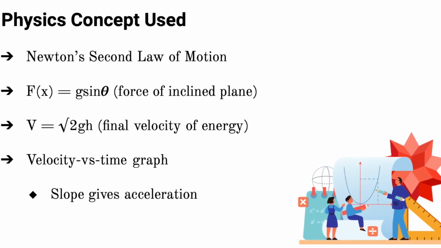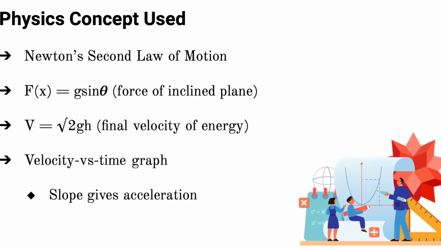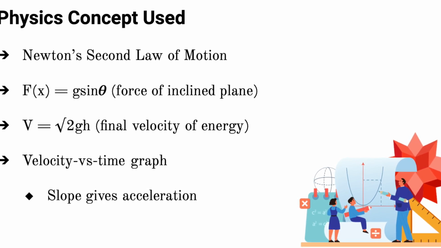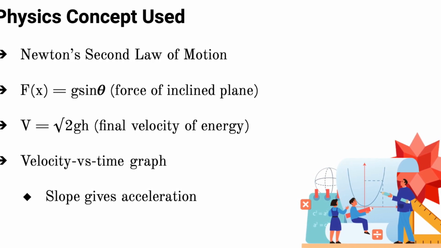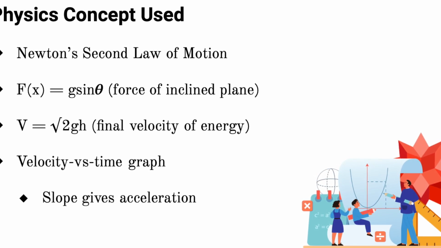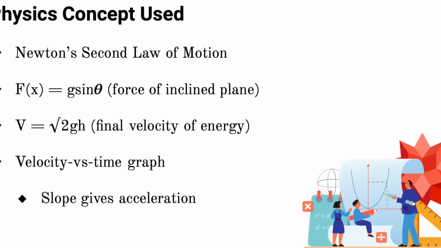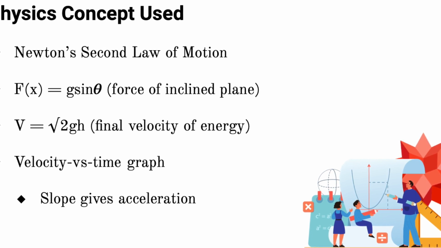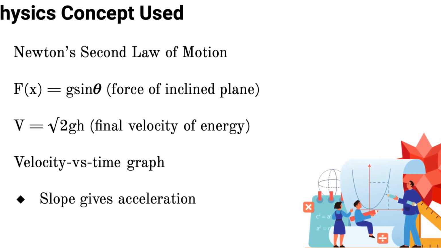Furthermore, the force of each object will be compared using the following calculation: F_x equals g sine theta, after acceleration has been calculated. The final velocity was found with v equals the square root of 2gh. The resulting predicted and observed forces were compared and analyzed.